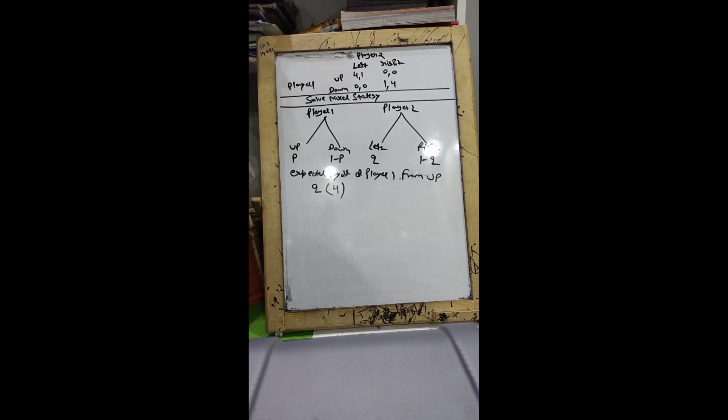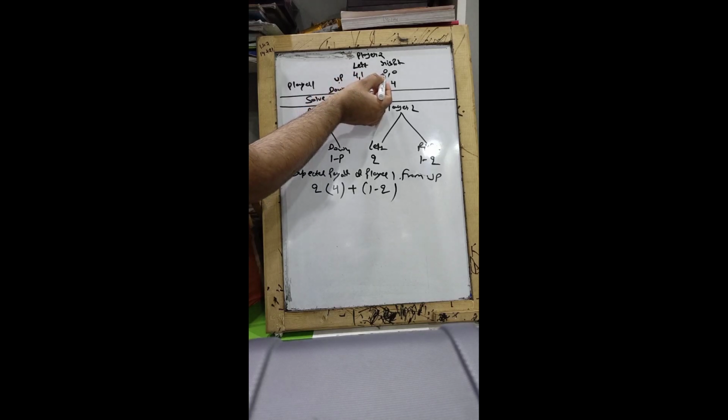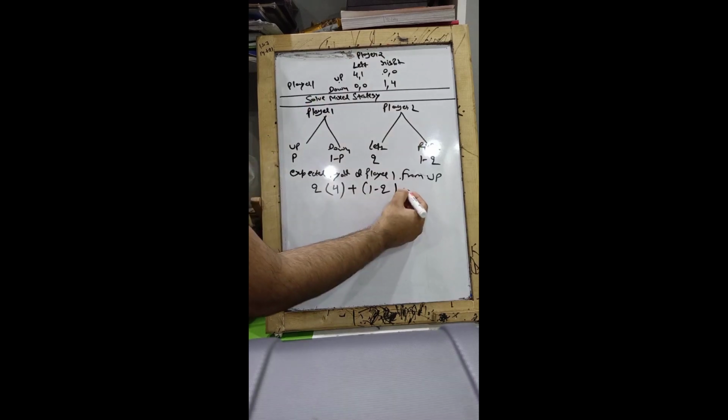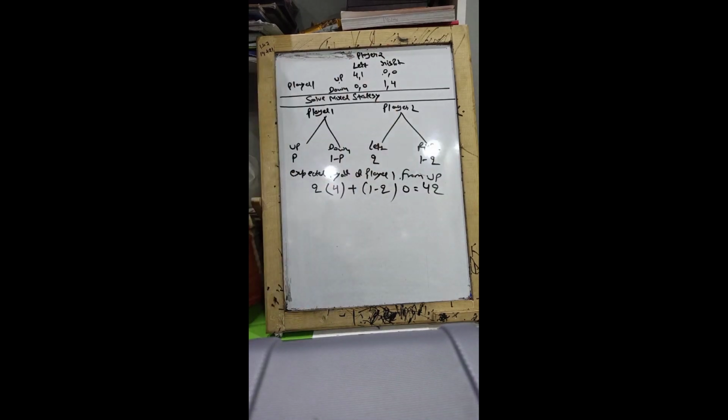Now, his expected payoff shall depend upon what the other player is going to do. So, if the other player is gonna go left, the probability of which is q, this player 1 is gonna end up with 4. But if the other player is going right, the probability of which is 1 minus q, then player 1, because he has committed himself to go up, will be getting a 0. I repeat, he'll be getting a 0. So that's what I write. So you solve it and you get 4q.